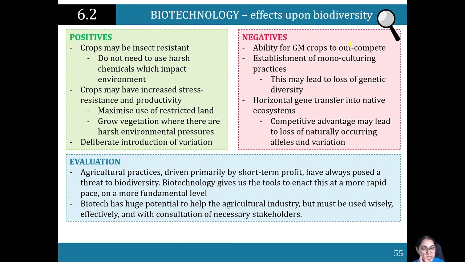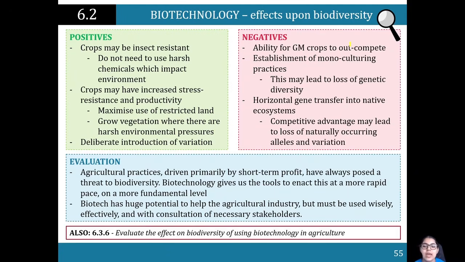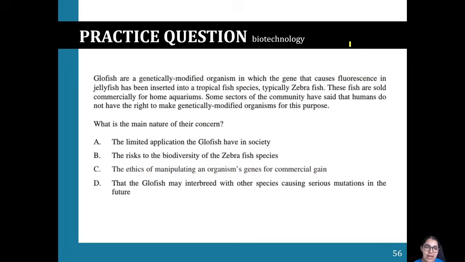So when we evaluate this, we can say that agricultural practices are driven primarily by short-term economic profit, and they have posed a risk to biodiversity. However, biotechnology gives us the tools to enact this at a more rapid pace, and also at a more fundamental, more genetic level. It does have a huge potential to help the agricultural industry, but it has to be used wisely, and with the consultation of necessary stakeholders. And that is evaluating the effect on biodiversity of using biotech in agriculture.